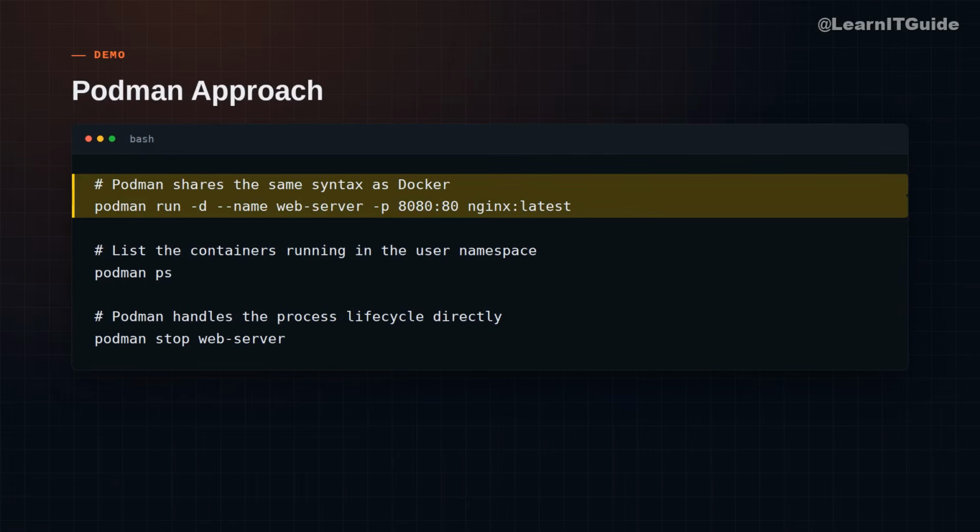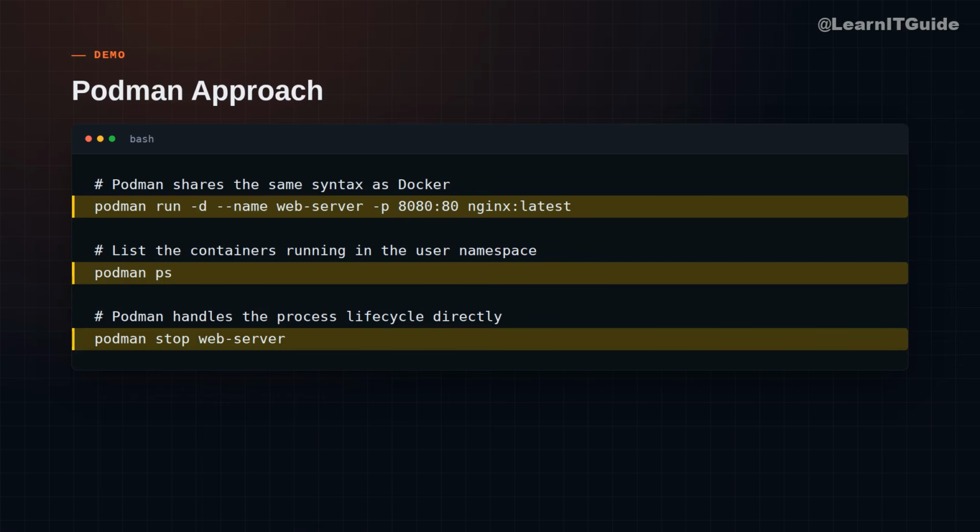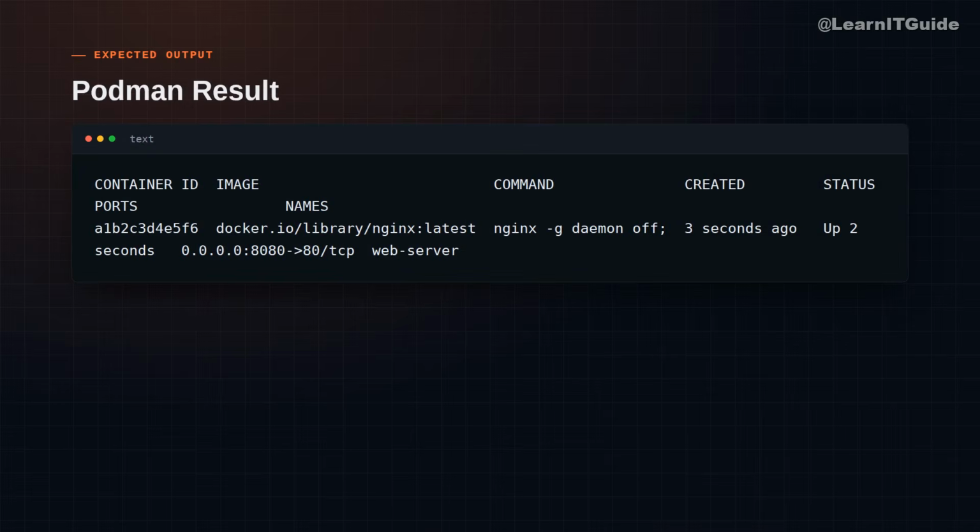Now look at Podman. The syntax is almost identical, right? But under the hood, Podman is spawning the container process directly. There is no daemon involved. If you run this as a non-root user, the container is owned by you, which is a massive security improvement for shared servers. The output is nearly identical. But notice the status and command info. Podman is tracking the process ID directly in your user session. This is cleaner and much easier to debug with standard tools like system control or process list.